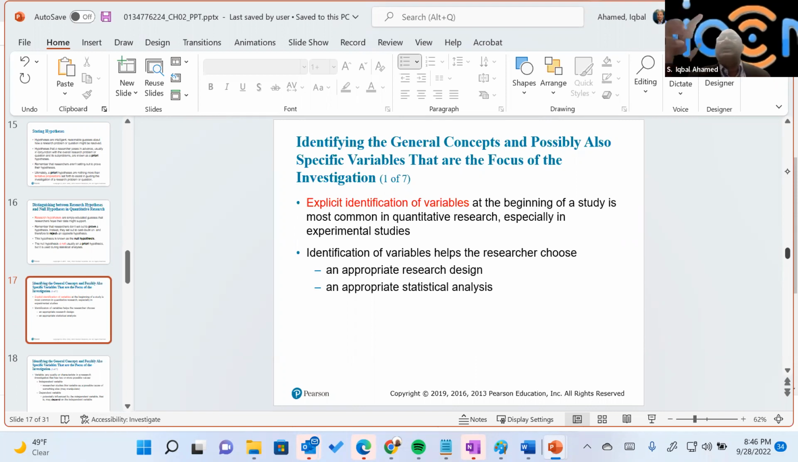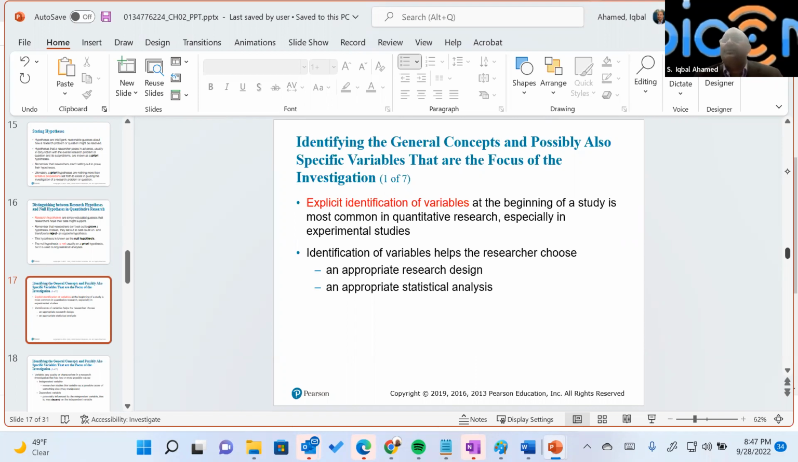Because if you know the variables, then you think, okay, I'm going to do some intervention where one group I'll not do anything, another group will do some intervention, right? So you can really compare. Or if you have half you are doing and half you are not, in that case, it will really help you to come up with a good or appropriate research design and even appropriate statistical analysis.